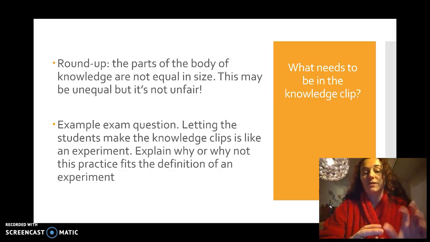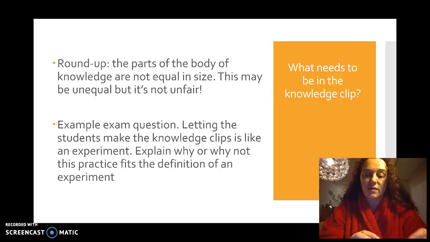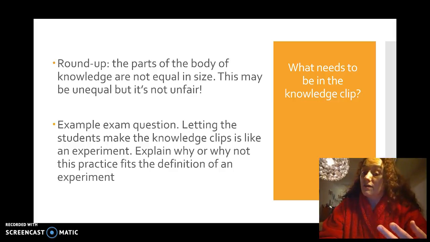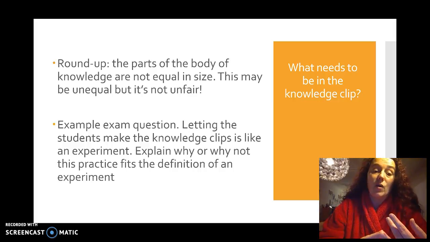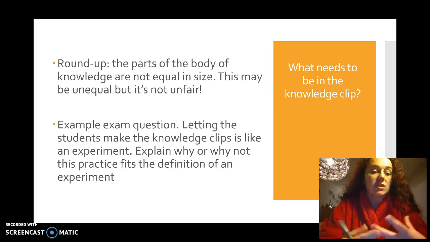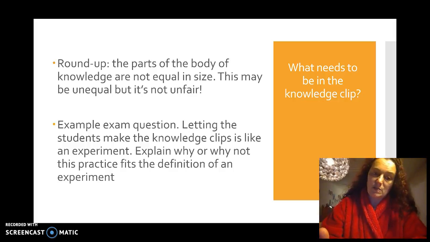So an example exam question. One of the topics of the knowledge clips is experiment. And letting you as students make these knowledge clips, it's a little bit like an experiment, because I have to see how it will work. I don't know what the quality of the knowledge clips will be like. I don't know how willing you are to actually make these knowledge clips. And even though there is good theory, I don't know how effective it will be in your learning. So these are the things that I will try to measure during and after this course. So in that sense, you could call it an experiment.